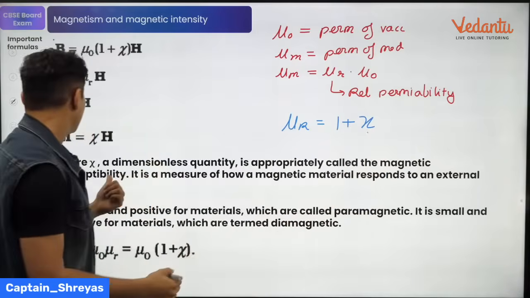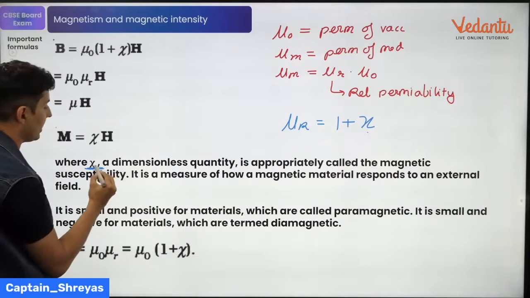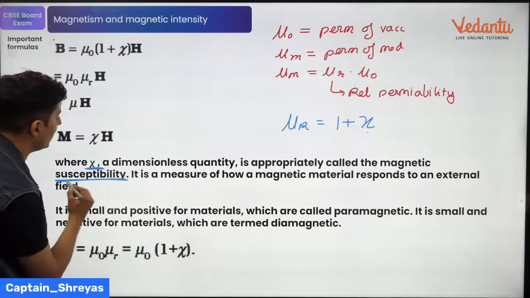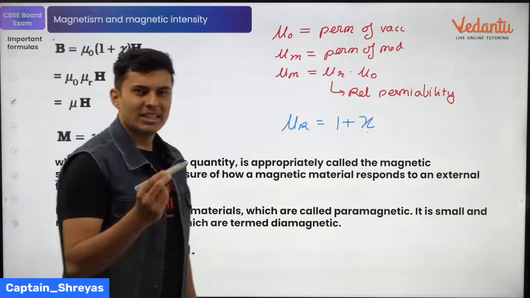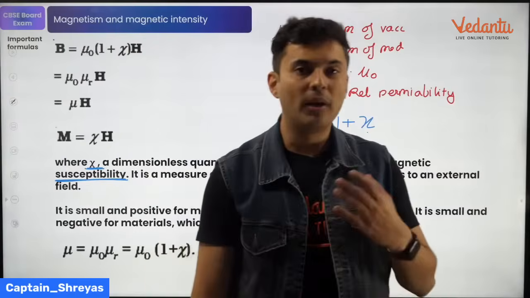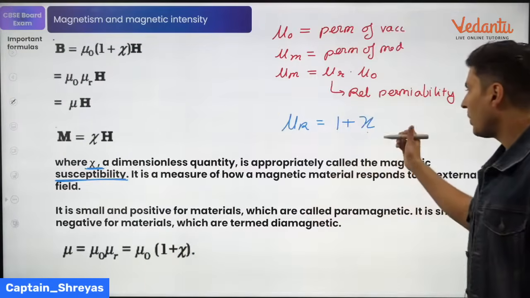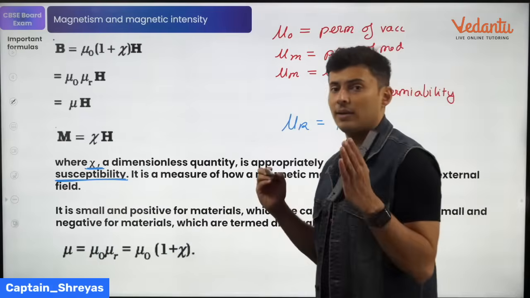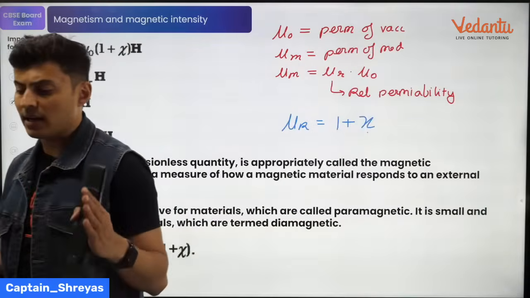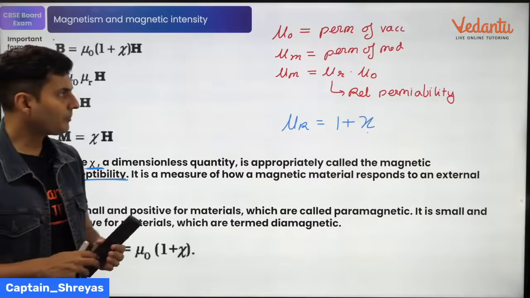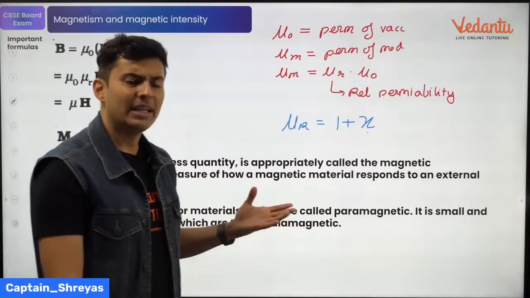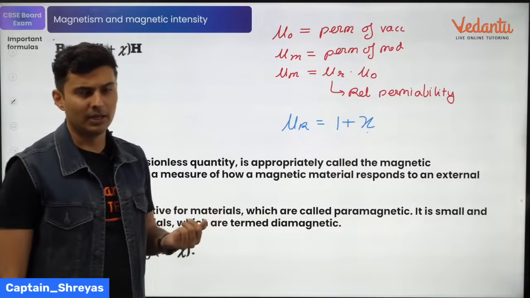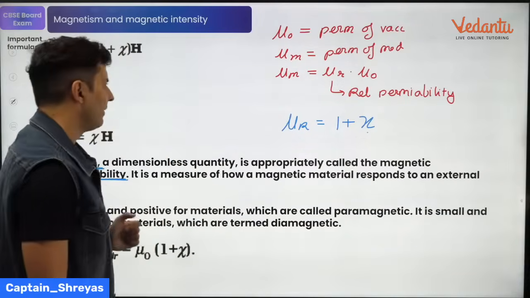This x over here is called the magnetic susceptibility. It's just a quantity which has been defined. So susceptibility plus 1 is your relative permeability. All these are important formulas. Now, different materials have different relative permeabilities and different susceptibilities. Something which you should be aware of.